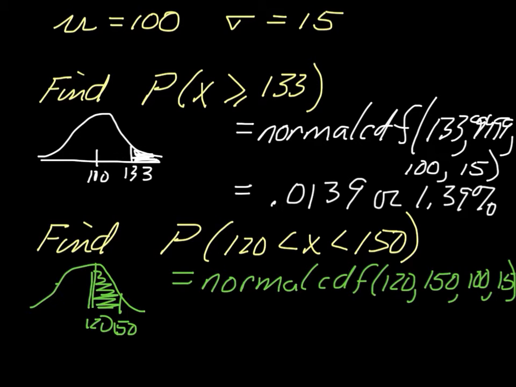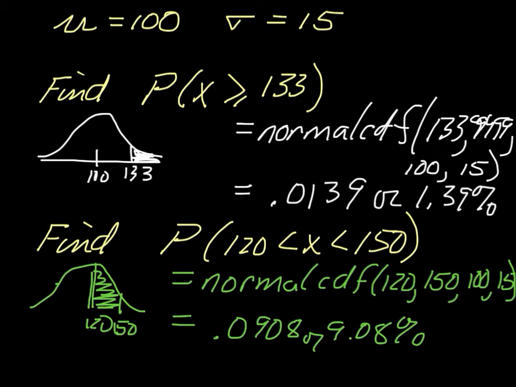you'll see that this is a normal CDF, and the left bound is 120, the right bound is 150. The mean and standard deviation are the same that we've had, and so I can type that into the calculator, and I'm doing that right now. So you can see that it's not going to take a lot of time to do that, and it's just a matter of typing it in. And I have the solution right now, and that's 0.0908 or 9.08% if you round it off to 4 decimal places.